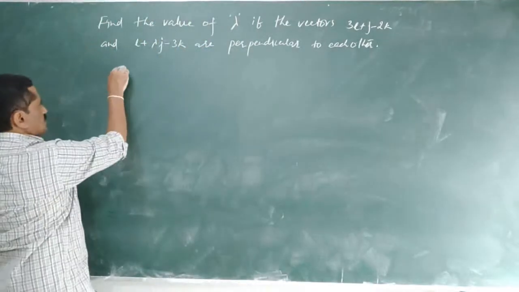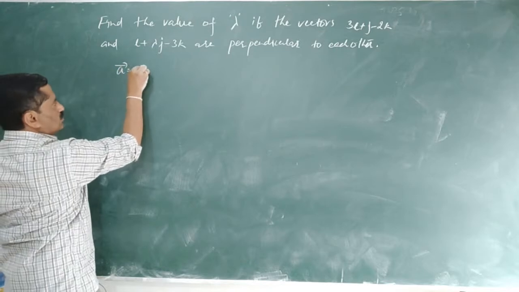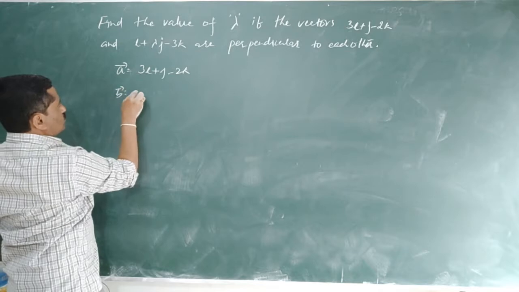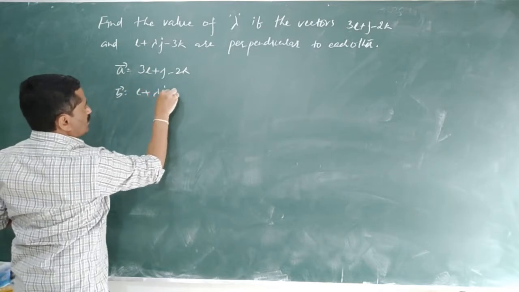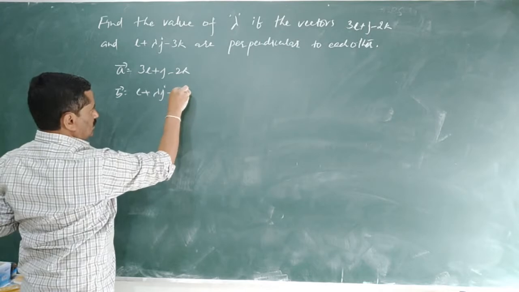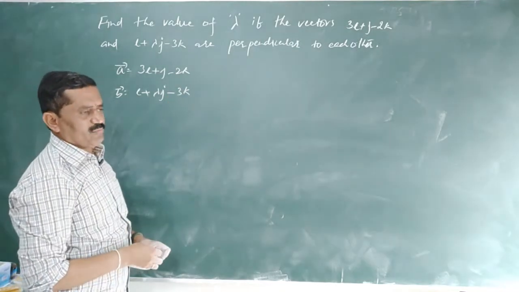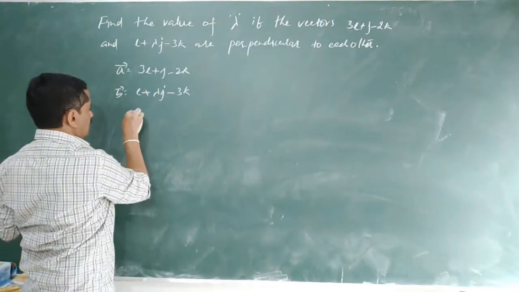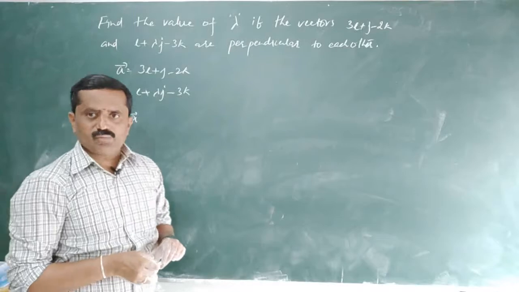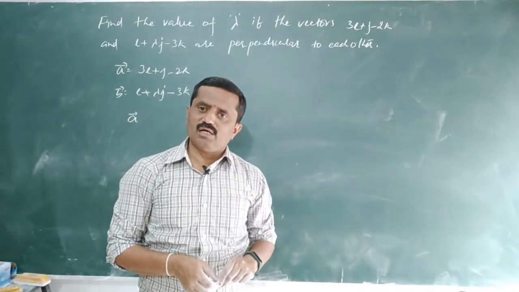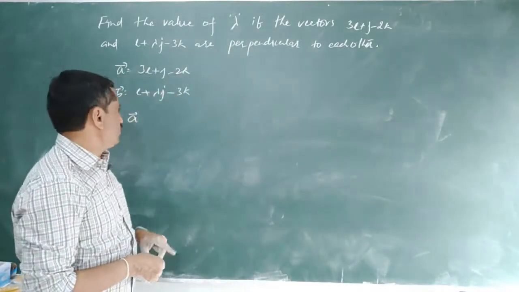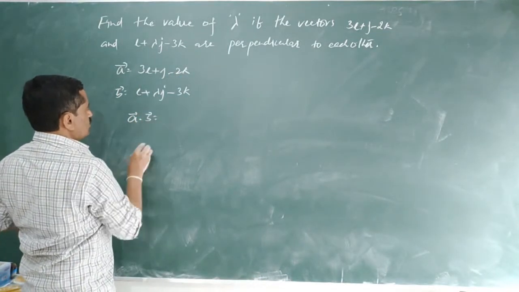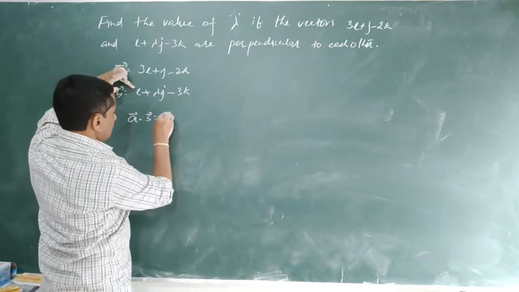So write the first vector as a bar. a bar is equal to 3i plus j minus 2k and b bar is equal to i plus lambda j minus 3k. He has given that these two vectors are perpendicular to each other. Any two vectors are said to be perpendicular if and only if their dot product is 0. So we need to find the dot product of these two vectors, that is a bar dot b bar is equal to 3 into 1, 3.